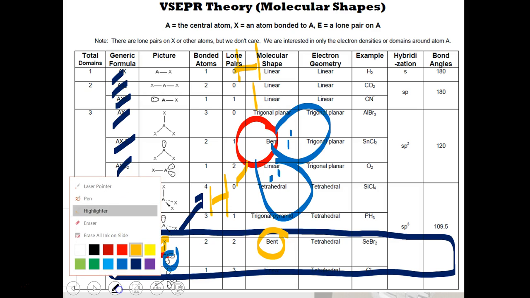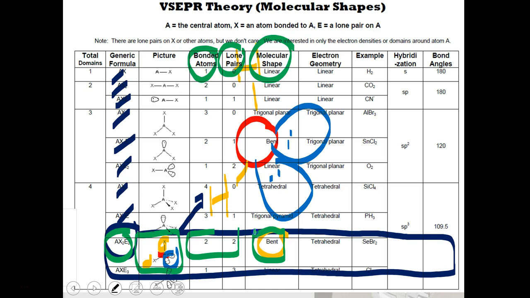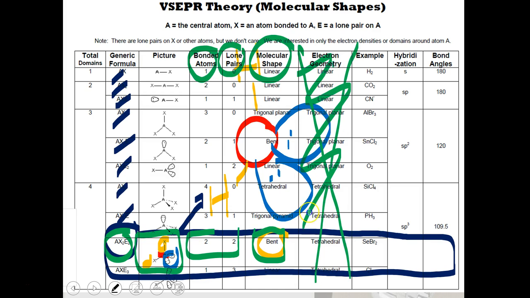All right, so we have our formula. We've got the picture to help guide us how to draw that 3-dimensional structure on paper. It'll tell you the bonded atoms and the lone pairs. Okay, you already calculated that. It tells you its molecular shape. There it is, it's bent. This electron geometry, just kind of scribble that out. We don't really use it here in Chem Honors. You'll use it in AP Chem if you take the class, not so much here.